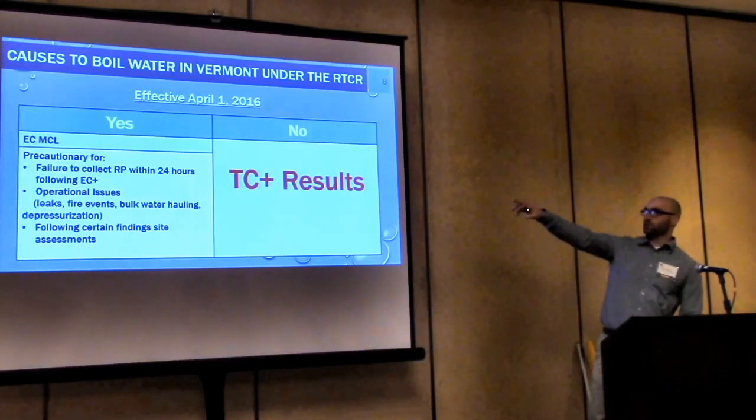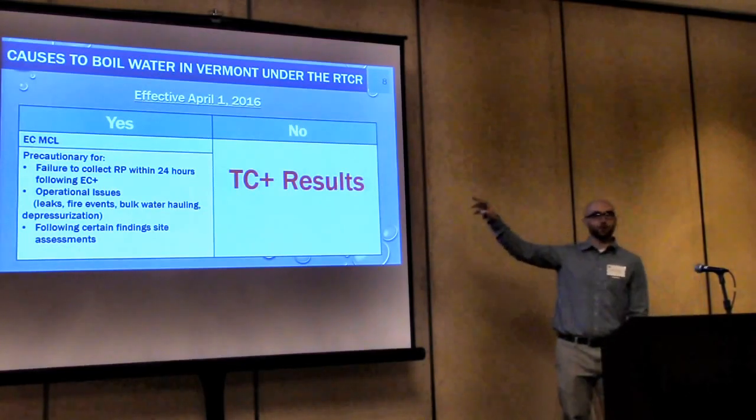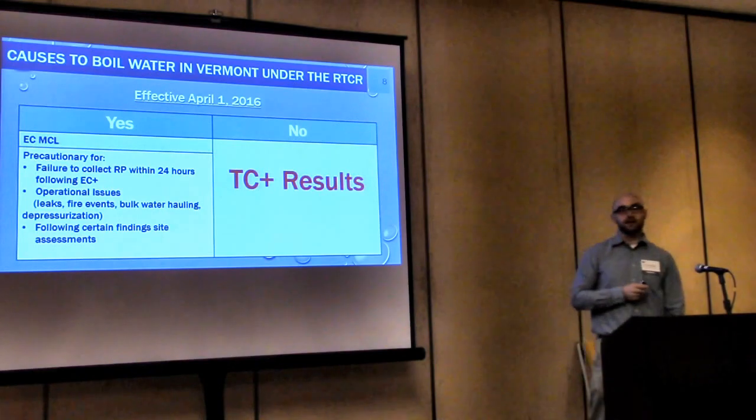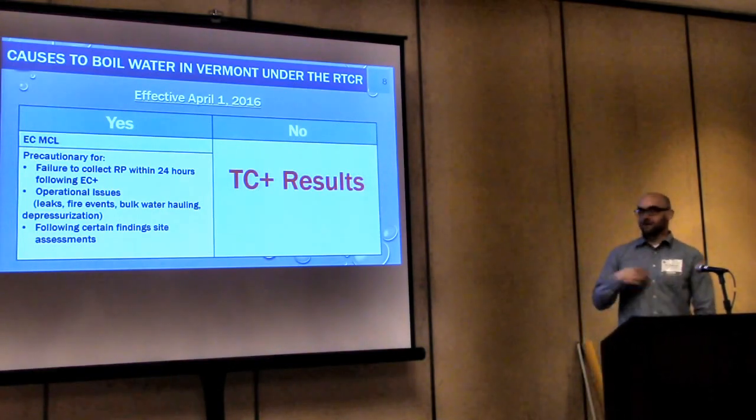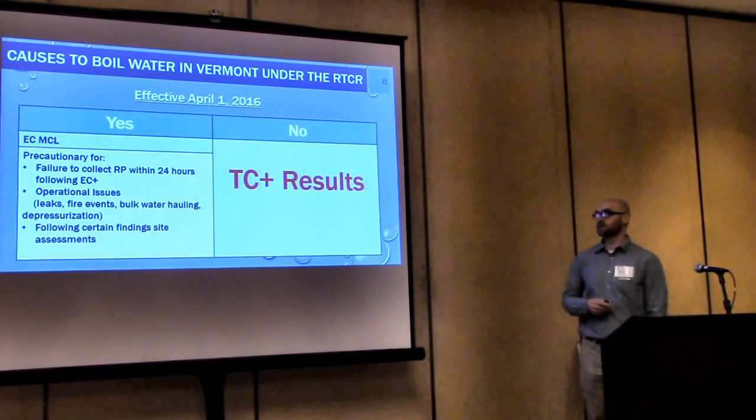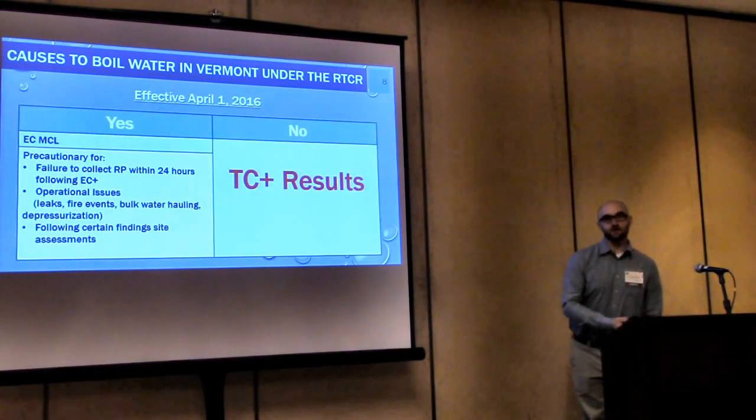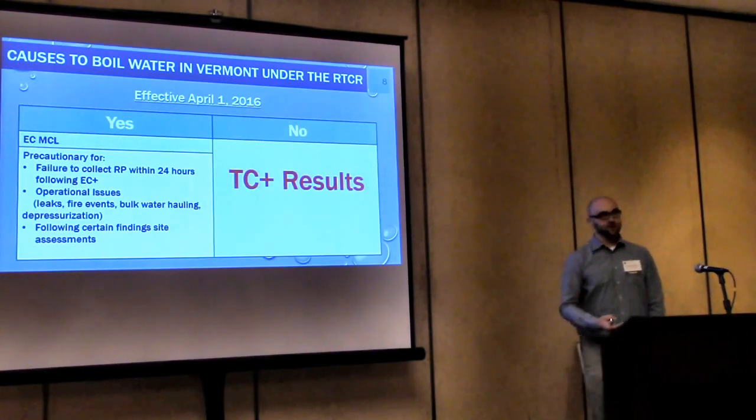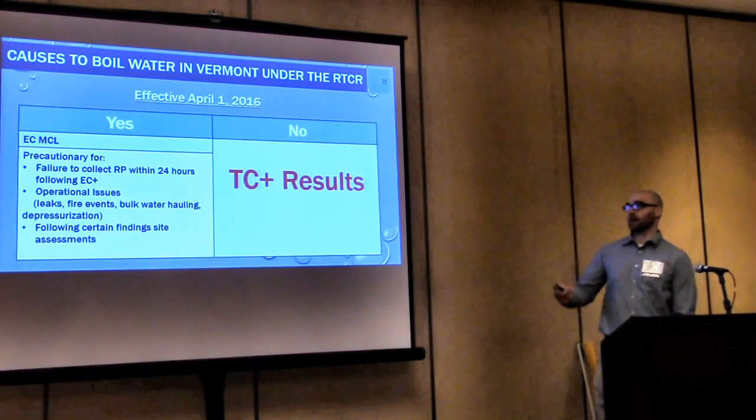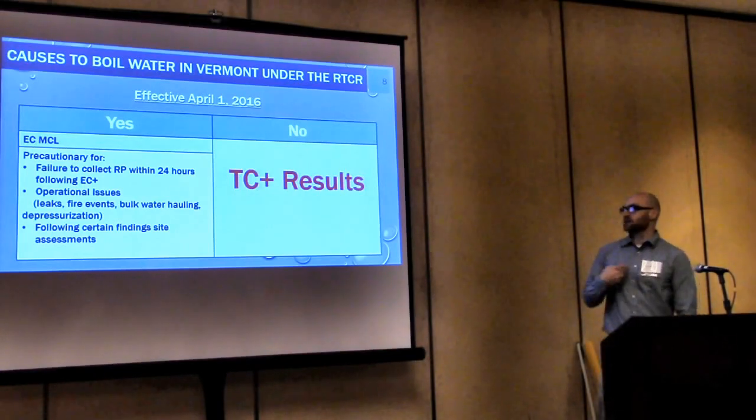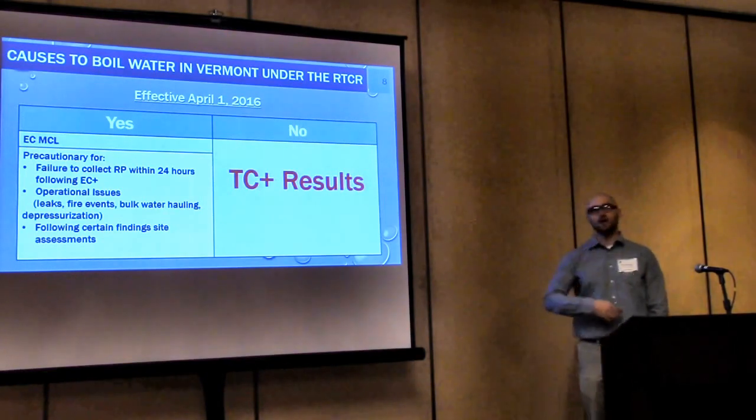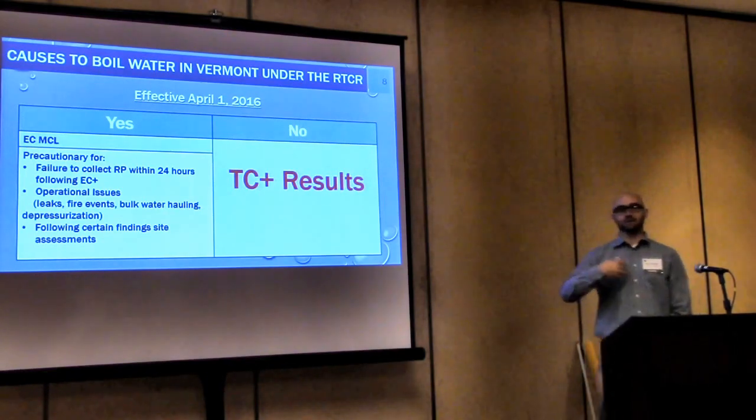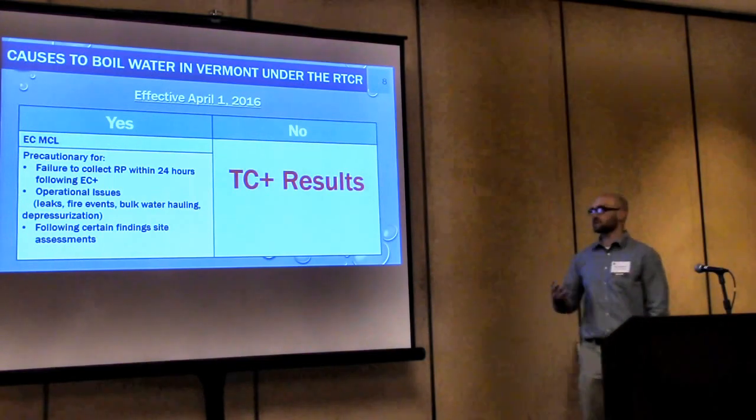I'll get into it more shortly, but we would still have a boil water notice for E. coli, confirmed E. coli, the E. coli MCL, I'll define that. And then of course we're going to keep our precautionary boils. So if you have an E. coli positive routine and you can't get your samples within 24 hours for your repeats, we'll put you on a precautionary boil. And then also operational issues: line leaks, repairs, fixes, depressurization, bulk water hauling if you can't carry a residual through the distribution, stuff like that.